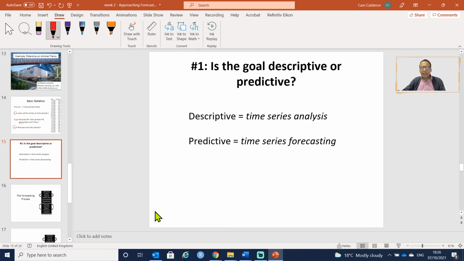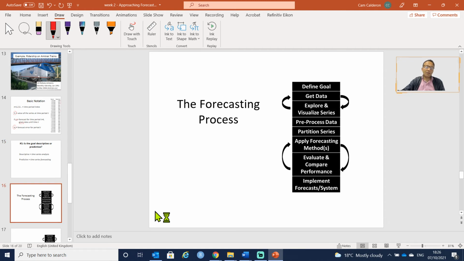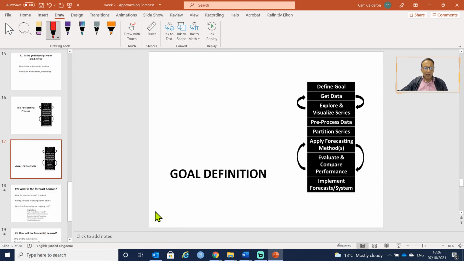So, is the goal descriptive or predictive? If you are trying to describe, you can use time series analysis. If you want to predict, we use this module, which is time series forecasting. In general, because we also want to make robots to automate, we are going to use data from Refinitiv and Bloomberg. Let's see if we can include Bloomberg in this academic year.